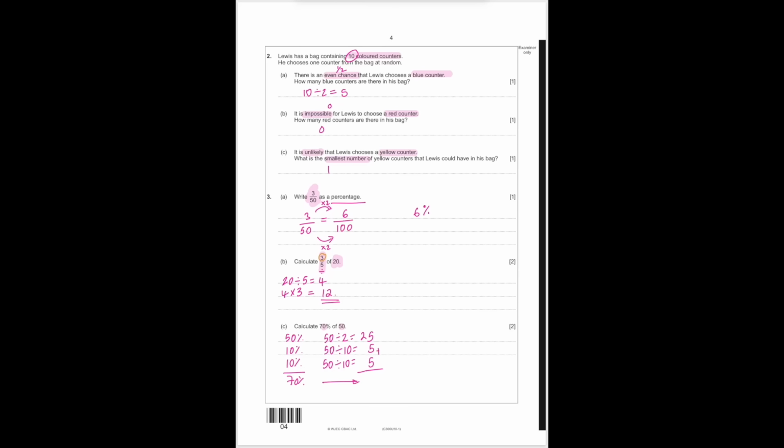So we have 5 plus 5 plus 5, which is 15. And then 2 plus 1, which is 35. So 35 is 70% of 50.